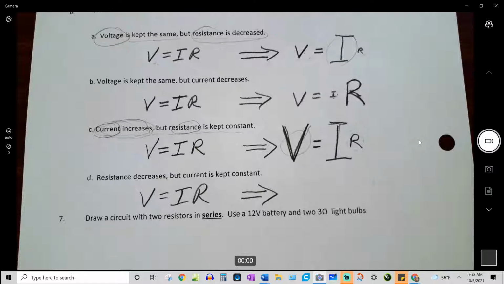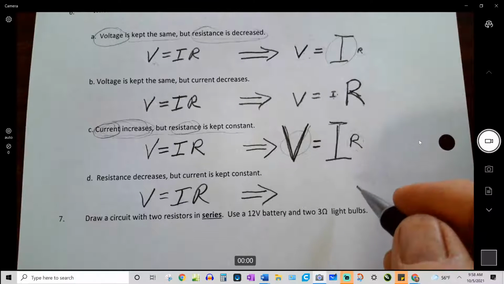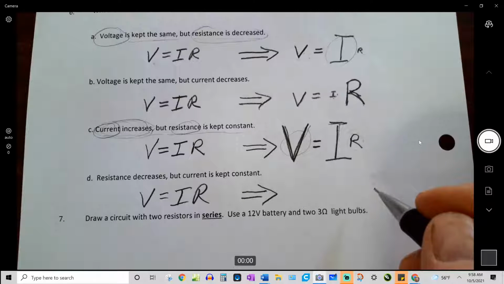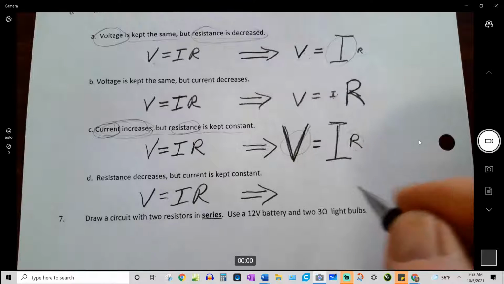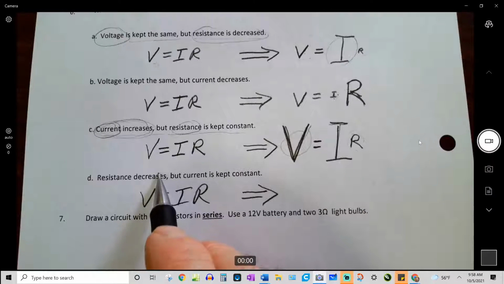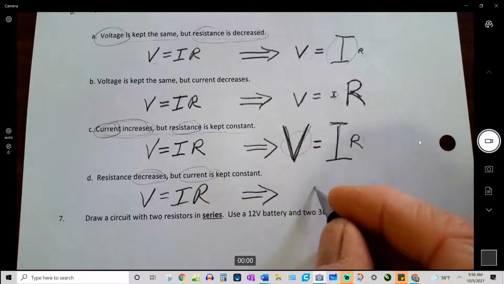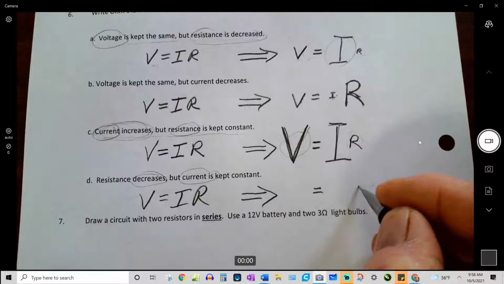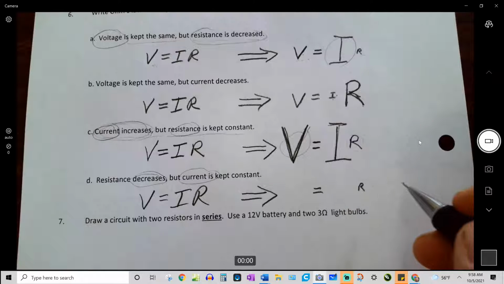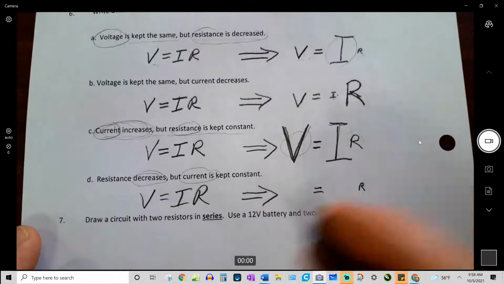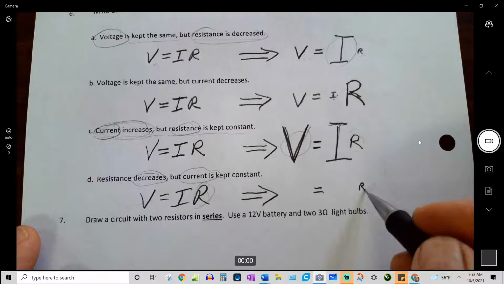So on this last one, what happens to voltage? Does it increase, decrease, or stay the same? Stay the same? Let's check. Does it increase or decrease? Increase? Well, let's check. Resistance is going to decrease. Current is kept constant. So I'm going to draw a little tiny R. There's not much resistance. This is like removing all the hairballs that were here. There was a lot of resistance. Now I've got a little resistance.